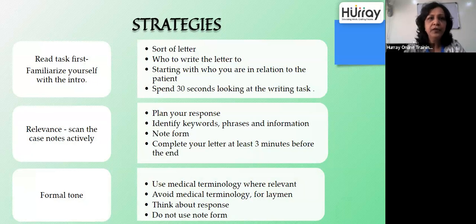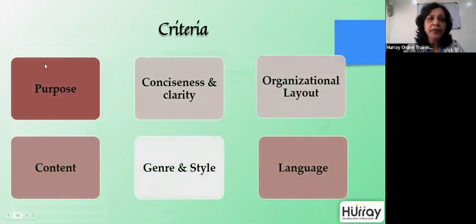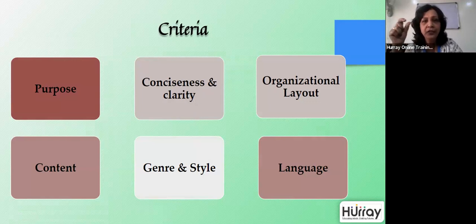Let's look at the criteria for writing. You have purpose, which is 3 marks, conciseness and clarity. So you have to write concisely. Don't over-detail, give the main points, be concise and crisp with your work. Clarity is to write clearly what you want to communicate, with the right choice of words and the correct grammatical structures. It will enhance your clarity.